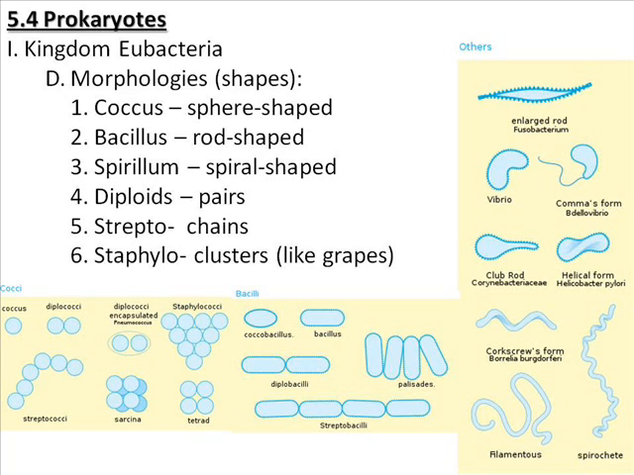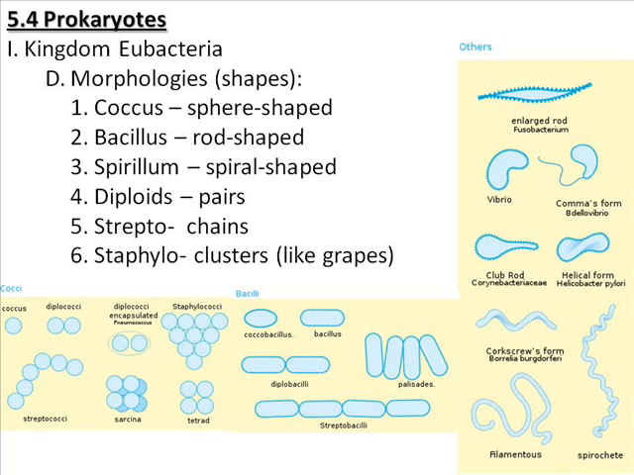Now, bacteria can also have different arrangements that also go into making up their shape or morphology. For example, you have diplo, which are bacteria arranged in pairs. Strepto, which would be arranged in chains, and Staphylo, which are clusters, and typically are found in the cocci bacteria that are arranged like grapes.